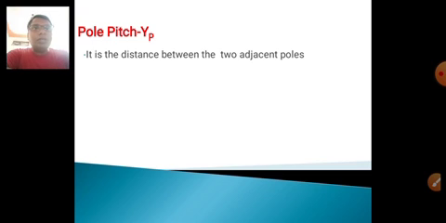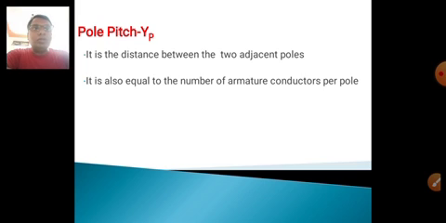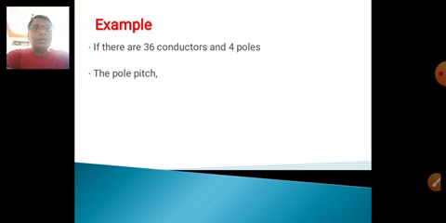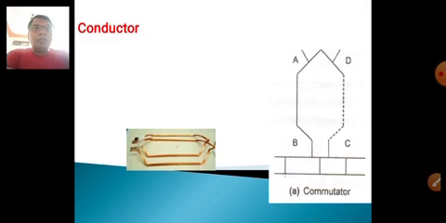Pole pitch is the distance between two adjacent poles, equal to the number of armature conductors per pole. Suppose there are 36 conductors and 4 poles, then it is 36 by P, that is Z by P. So the pole pitch is yp equal to Z by P.